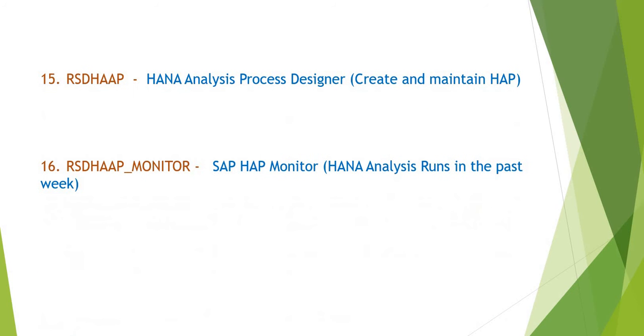Next, we are coming with RSDHAP. It is a very important T-code in order to see the HANA analysis process. Here you can create and maintain the HAP, the HANA analysis process. Next one is the RSDAPMONITOR. Using this T-code, you can monitor the analysis process. If you have run any analysis process, you can see using this T-code what analysis processes have been run in the past week.